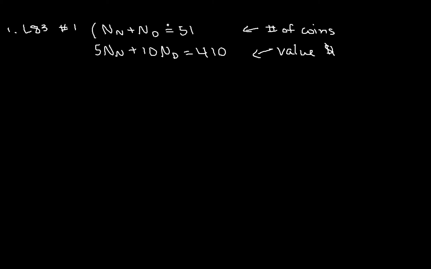Okay. This is like a double problem, so now we have to solve it. I'm going to multiply the top by -10. Now you could do it by -5, but I think it's easier to multiply by 10 than 5. The reason I did -10 is so that this column will eliminate. So we get -10 nickels minus 10 dimes equals -510. So you get 5 nickels plus 10 dimes.